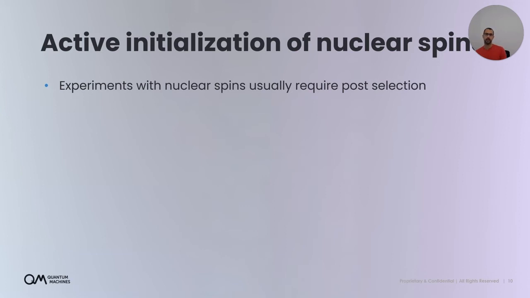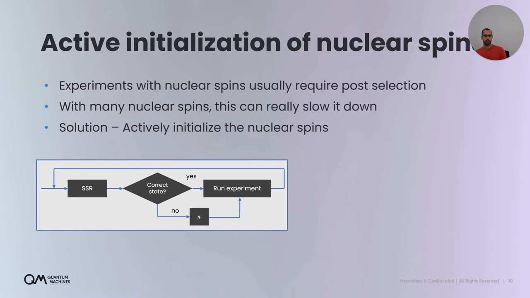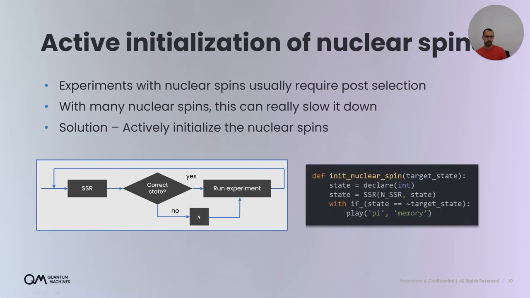What we can do is actively initialize the nuclear spin. So we do a single shot readout. If we're in the correct state, let's run the experiment. If not, let's run a pi pulse on the nuclear and then run the experiment. And the single shot readout can actually be the last readout of the last iteration, so we don't need to do a specific one. And this is how it would look like in the code. We simply have an if statement: if the state is in the correct state, and if not, play a pi on the memory. Again, this can be easily adapted to N14, but this is for N15.